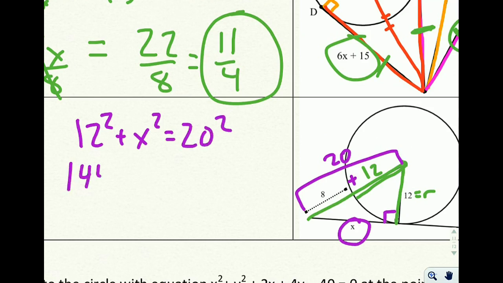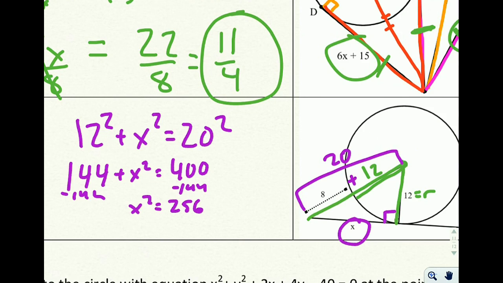And when we do that, we get 144 plus x squared equals 400. We subtract 144 from both sides, and that leaves us with 256 for x squared. And when you square root both sides, that comes out to x is equal to 16. And if you recognized it earlier, this is actually just a variation of the 3, 4, 5 triangle. If you multiply 3, 4, and 5 all by 4, you will get 12, 16, 20.